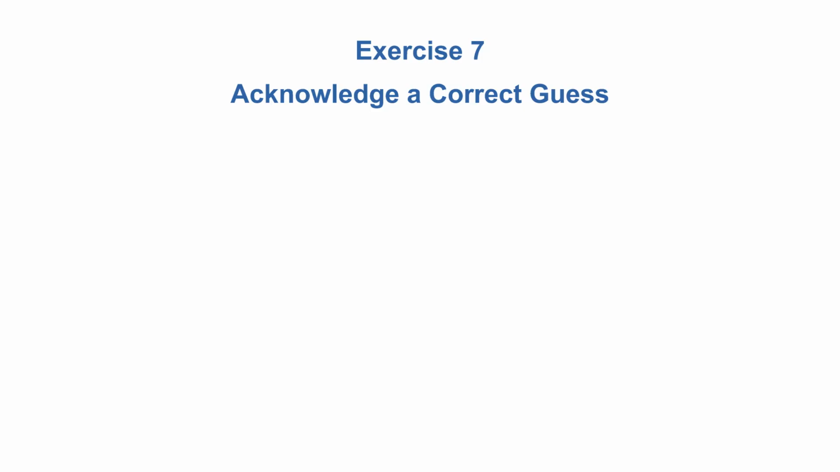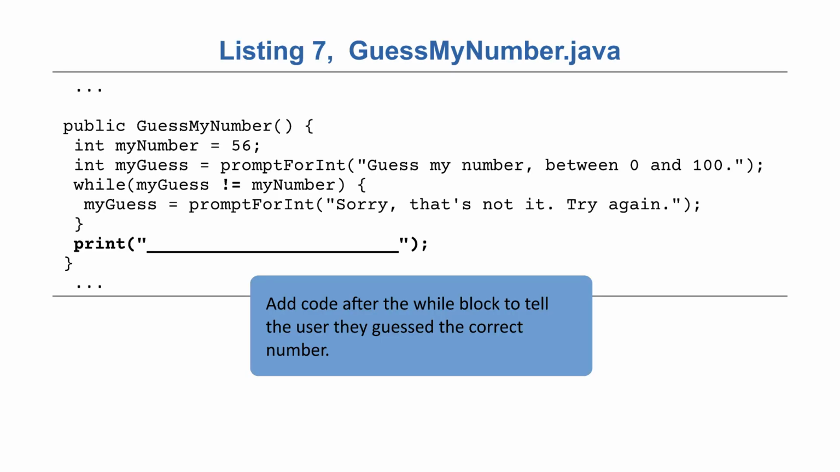It would be nice to tell the user when they guessed the right number. Exercise 7. Acknowledge a correct guess. Add code after the while block to tell the user they guessed the correct number. Run it. What happened? It should now print the message and end the loop when you guess 56.